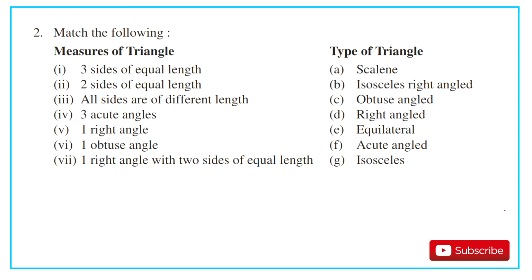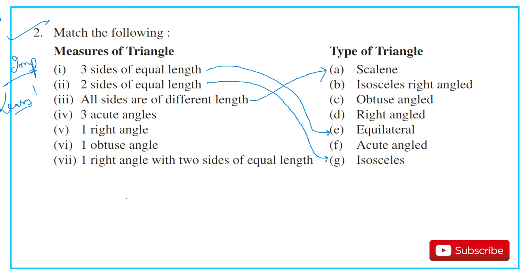Coming to question number 2, match the following. I'm asked to match all the parts. So three sides of equal length is called an equilateral triangle. This is important and everybody has to learn these because these are basically the definitions. Two sides of equal length, it is an isosceles. All sides are of different length, scalene.